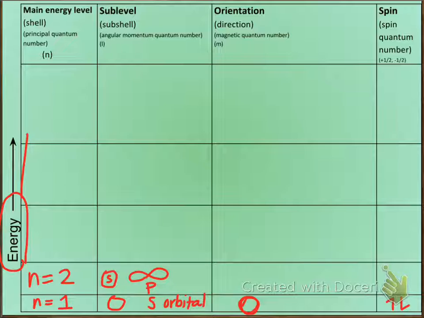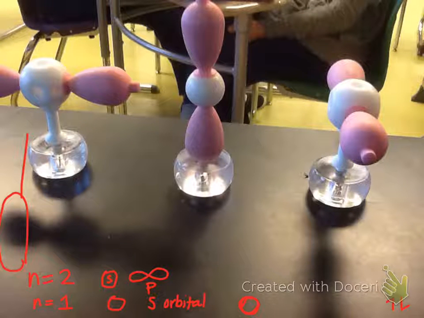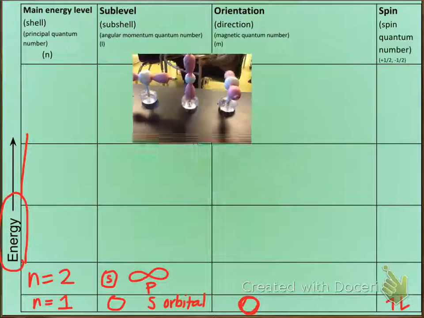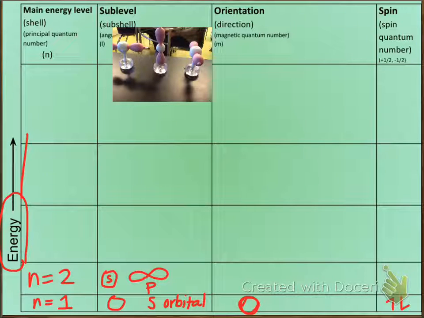Now, I have a p orbital here. And it's 3 ways. Now here's the rule. If it's a way that you can orient an orbital, there's a separate orbital oriented in that direction. So, guess how many p orbitals there are? 3.